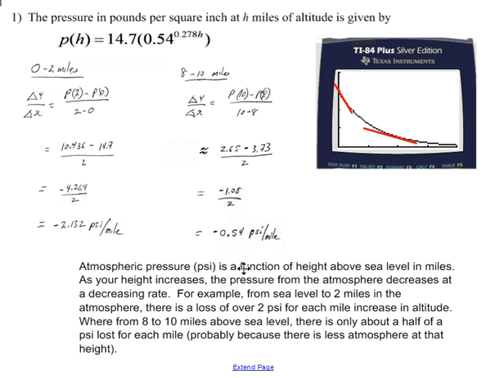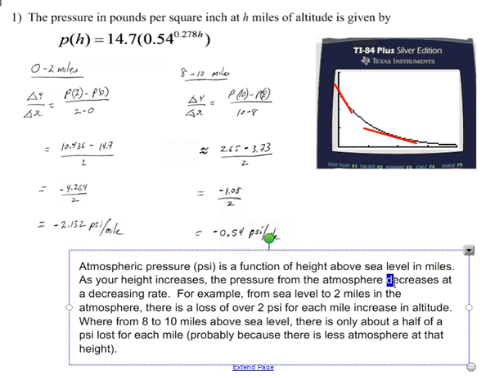Atmospheric pressure is a function of height above sea level. As your height increases, the pressure from the atmosphere decreases at a decreasing rate. It's this phrase right here, decreases at a decreasing rate, that some people are able to say, but fewer people actually understand. So when I say something like the pressure decreases at a decreasing rate, I would like an example to follow to tell the reader that you understand what decreasing at a decreasing rate means.